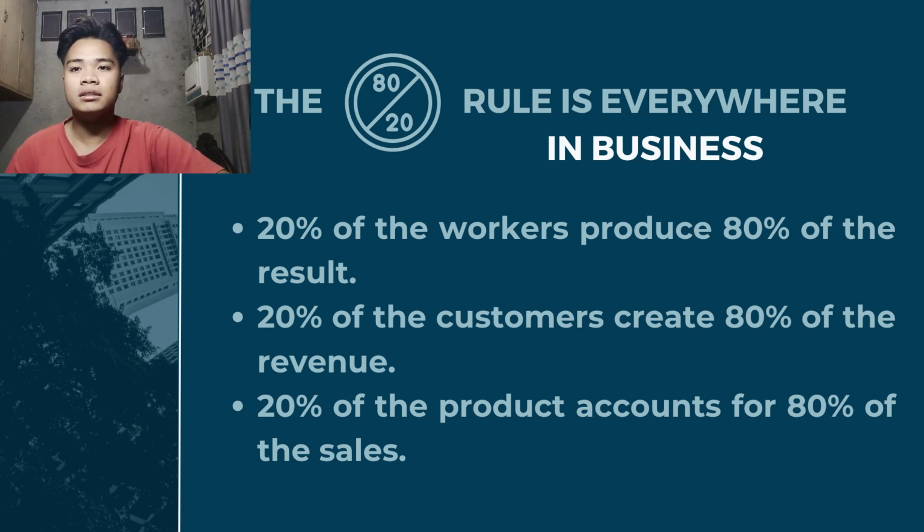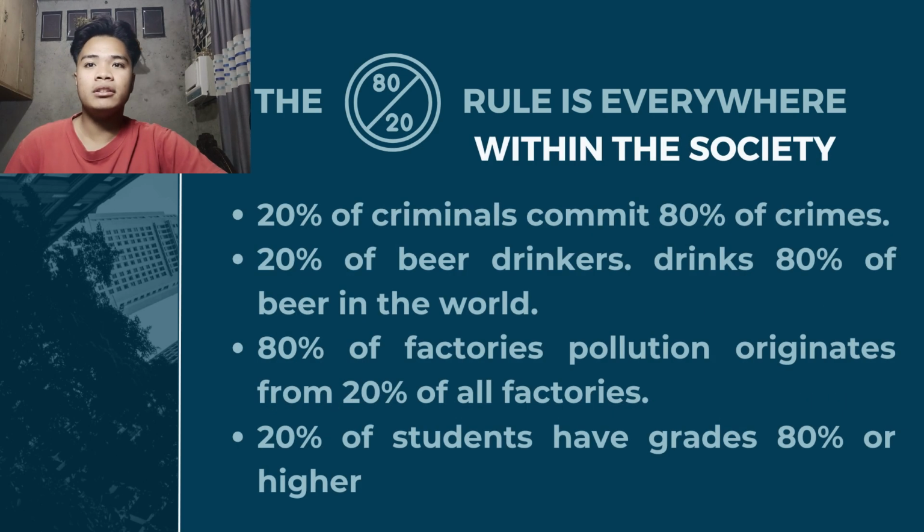The second one is the 80-20 rule is everywhere within society. 20% of criminals commit 80% of crimes. 20% of beer drinkers drink 80% of beer in the world. 80% of factory pollution originates from 20% of all factories. And 20% of students have grades of 80% or higher.